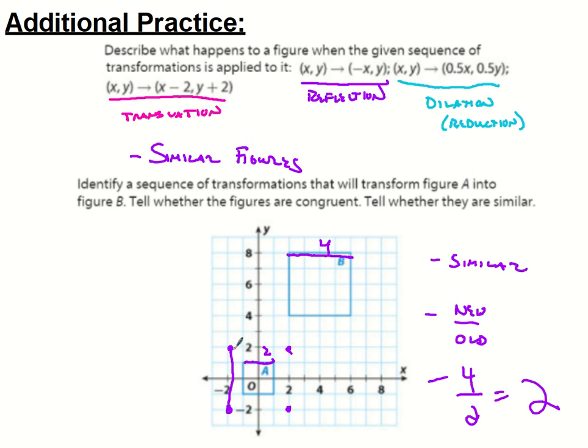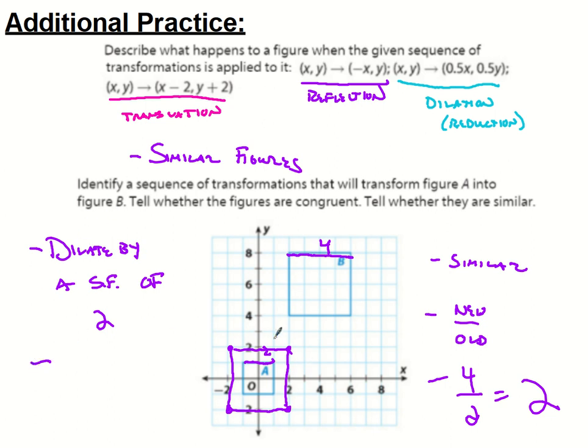Now we're at the same size rectangle, right? I mean, sorry, this is a square, not a rectangle. Now I'm at the same size square. Now once I dilate it by a scale factor of 2, I'm going to abbreviate scale factor. So that's the first thing we do when we identify a sequence of transformations.